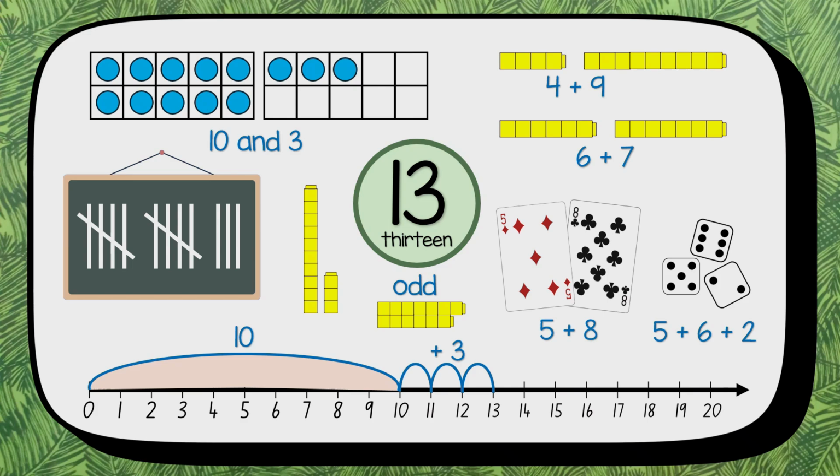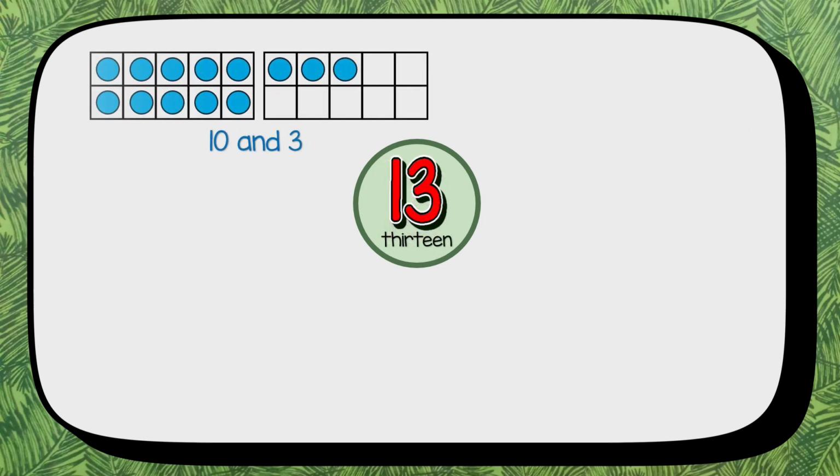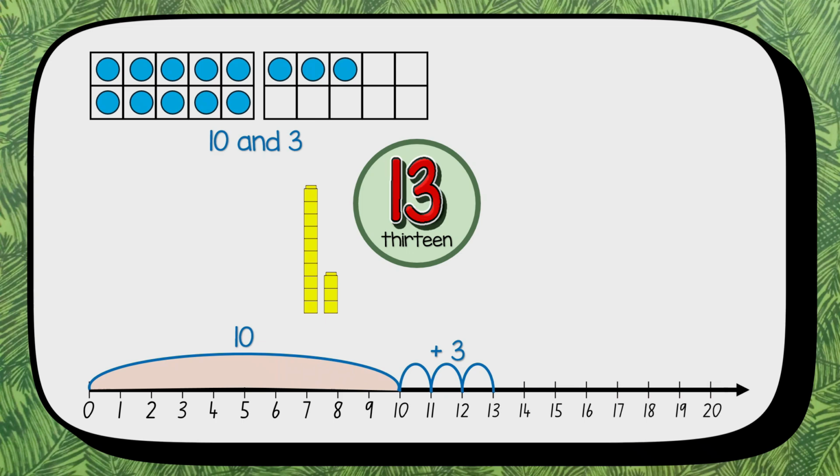Well, we sure have found lots of ways to show 13. Let's have another look at our board. As you can see, numbers are much more than just numerals on a number line. We know that the numeral 13 represents 1 10 and 3 more. Here's the 10 and 3. And here and here, all showing 13. We also know that 13 cannot be split into 2 equal parts, and that makes it an odd number.